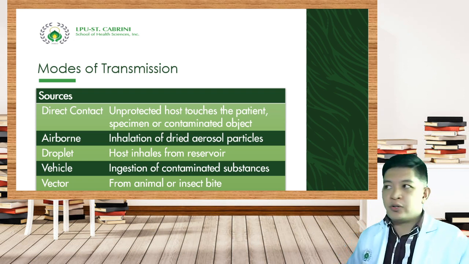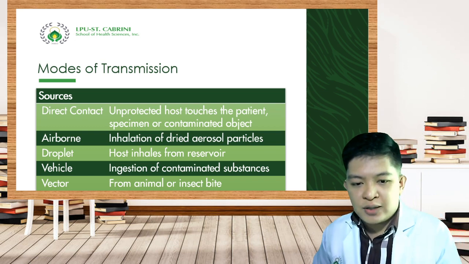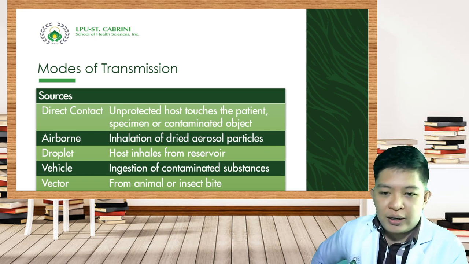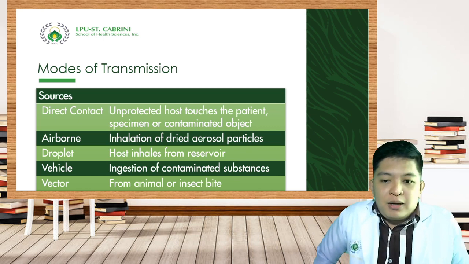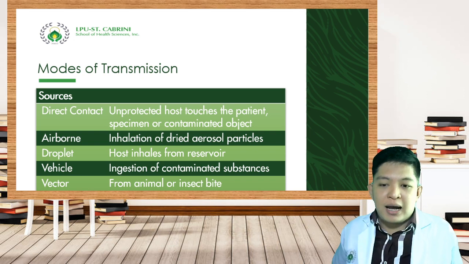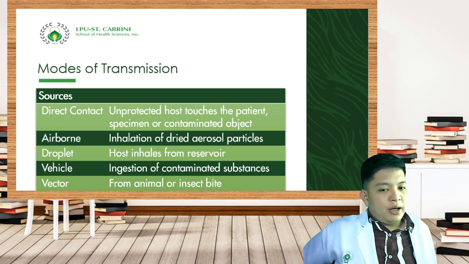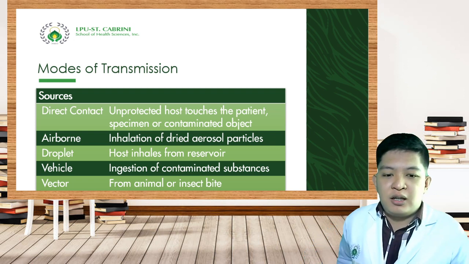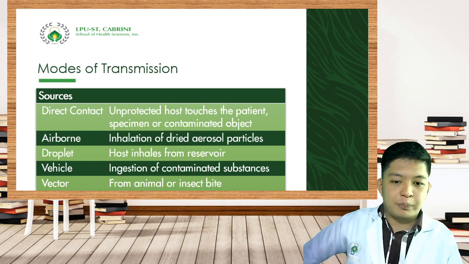Alam na alam natin yan because lagi natin siyang pinag-uusapan before in our parasitology class. Now, pag sinabi naman natin vehicle, what is the difference between vector and vehicle? Both of them can transmit infection. Pero ang mahalaga mong tandaan dito, pag sinabi nating vector, sila yung mga animal. Sila yung mga insect. And sometimes, there are times that human can also be considered as vector. Now, you are vectoring the infection.